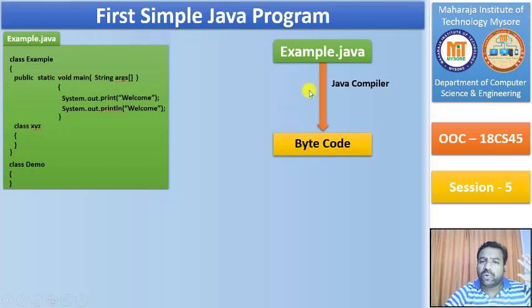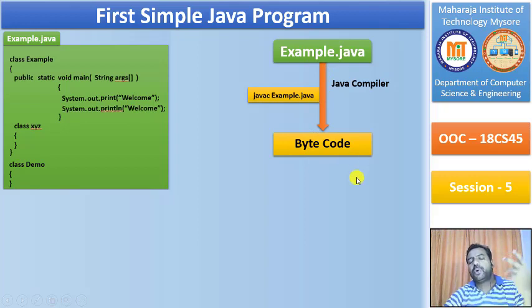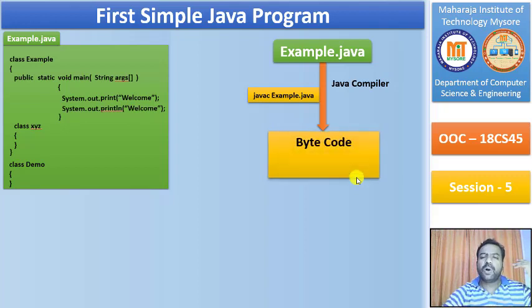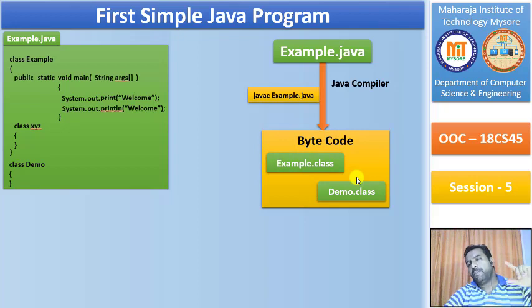Now the command I'm going to use is javac. Javac stands for the Java compiler, and the file name is example.java. Once I give this command, the Java compiler kicks off and compiles example.java into bytecode. Once I've got the bytecode, I can start the execution using the JVM.